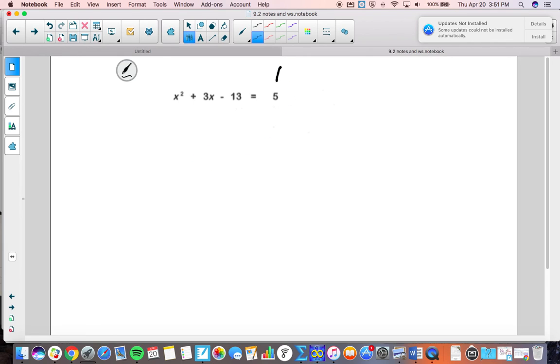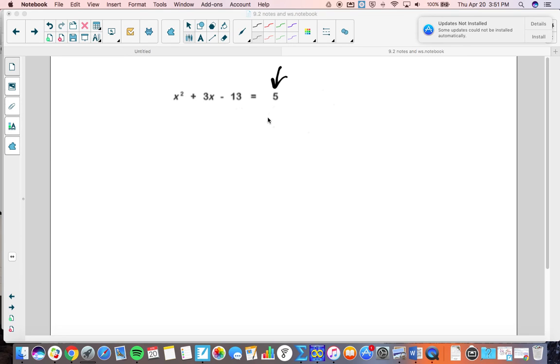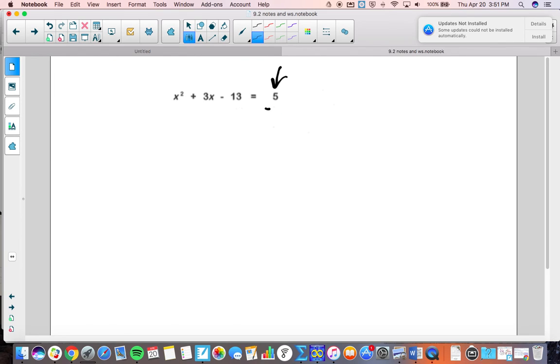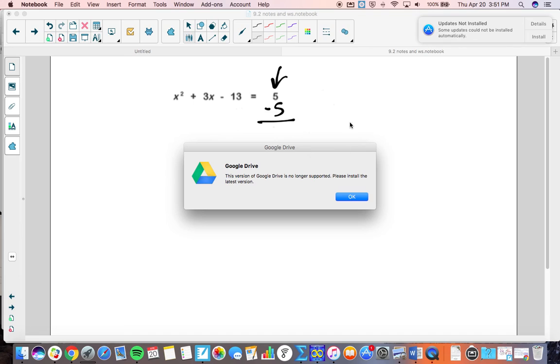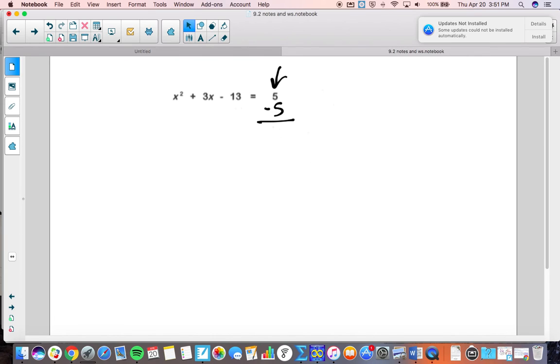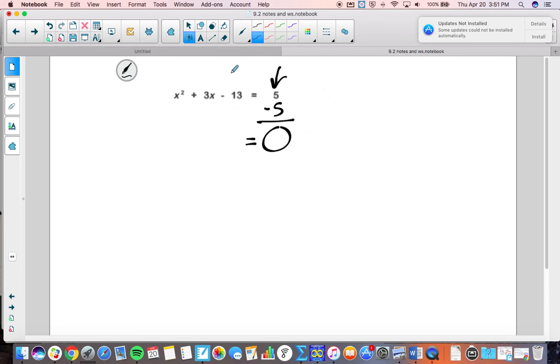Ooh, this one's not set equal to 0. Scary. So we need to subtract 5. If I take 5 away from this, now it does have 0 on the right side of the equal sign. Now it is set equal to 0. Whoa. But subtract 5 from each side. So now we get x squared plus 3x minus 18.